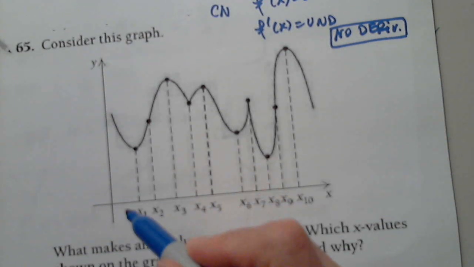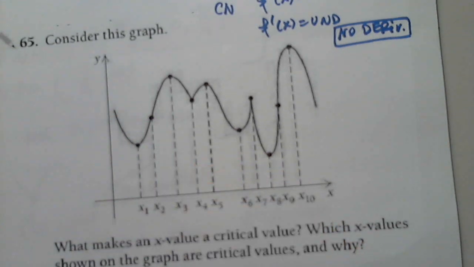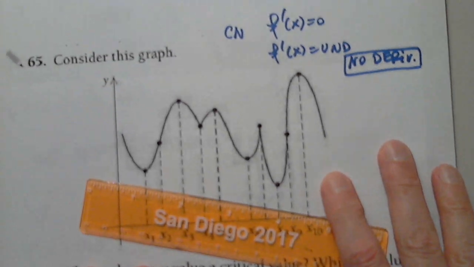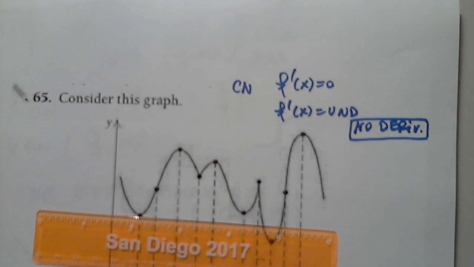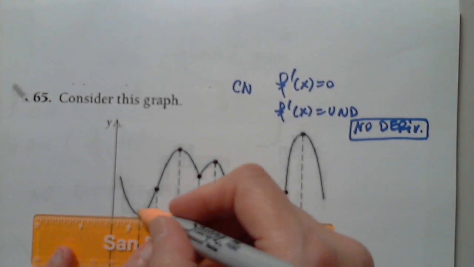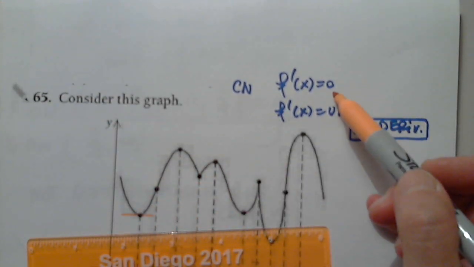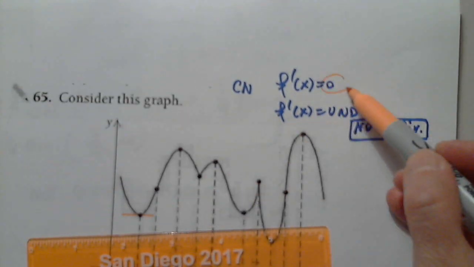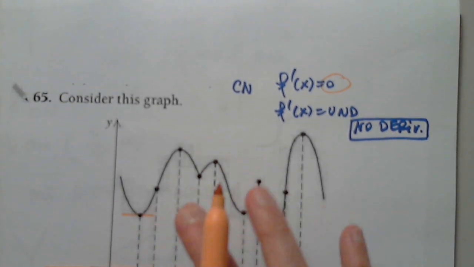X sub 1, is this a critical number? Is this a critical number? Yes. Because the derivative is? What is the slope of the tangent line? Exactly. The slope of the tangent line is 0. So critical number. I'm going to jump over.